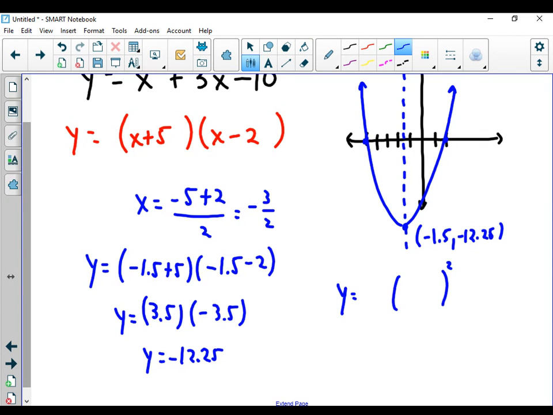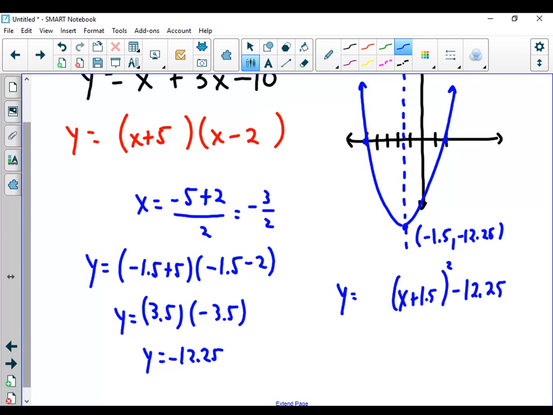So how am I going to fill in my equation then? We'll go inside the parentheses here. I'm going to write it in graphing form. x plus 1.5, or if you wrote it as 3/2, that'd be fine. Okay, so I got x plus 1.5 squared, and then minus 12.25. What's our a value here? 1. It's just 1, so I don't have to worry about writing anything. That means it wasn't stretched or compressed.